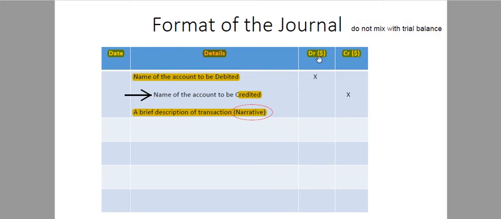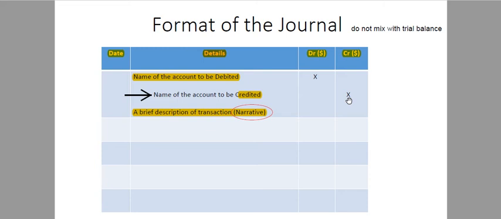And then there are two amount columns, the debit amount and the credit amount. And mind you, these two have to be equal. There may be more than one account to be debited and credited, but at the end the total of the debits must equal the total of the credits. So this is the layout.